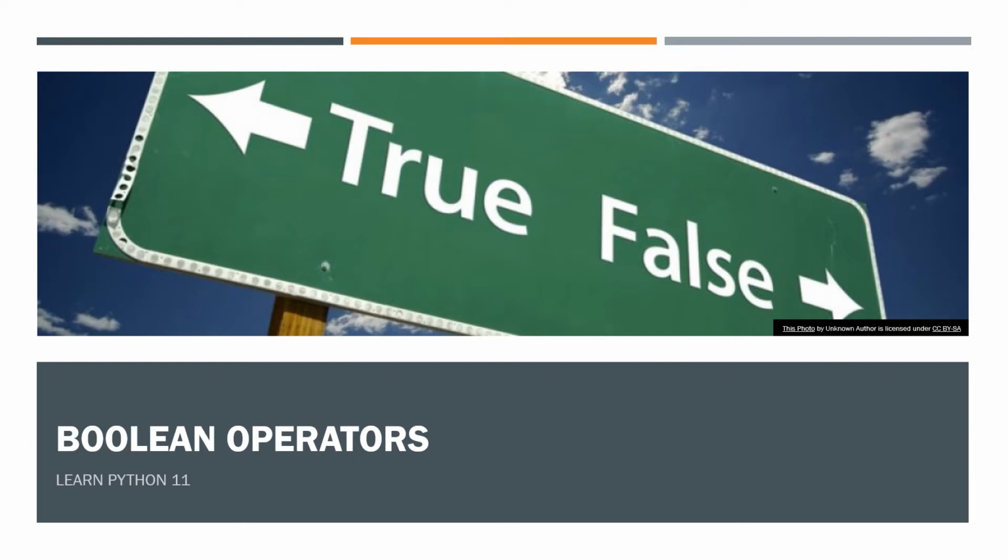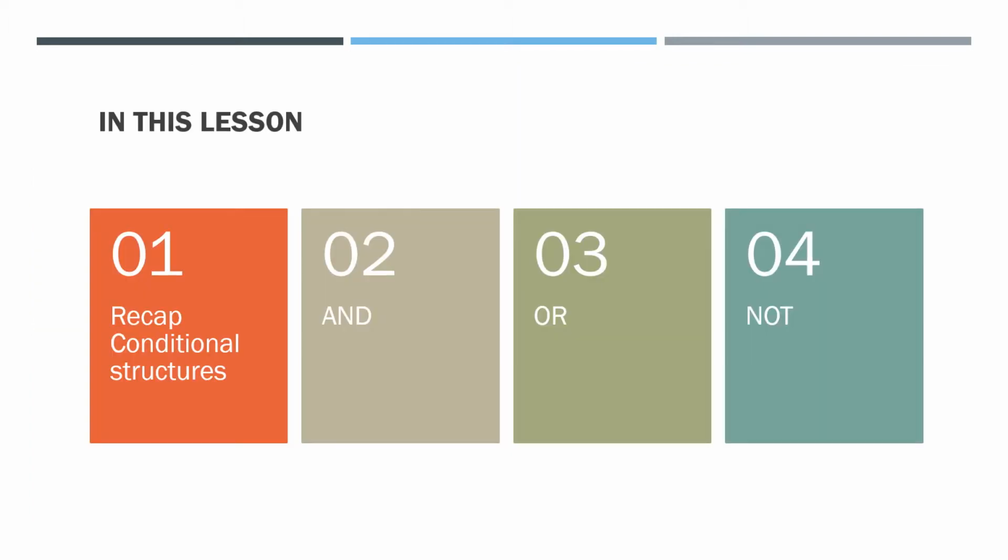In this lesson, you'll learn to use a new type of operator called a Boolean operator. A Boolean operator is used to join Boolean tests together to make larger expressions. So in this lesson, we'll recap what we've learned already about conditional structures and the use of Boolean expressions. We'll look at the three Boolean operators, which are the words and, or, and not. This is a short lesson.